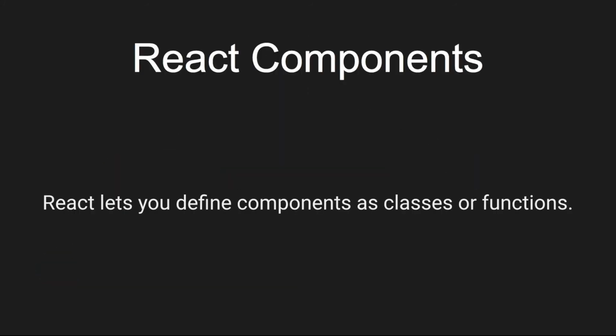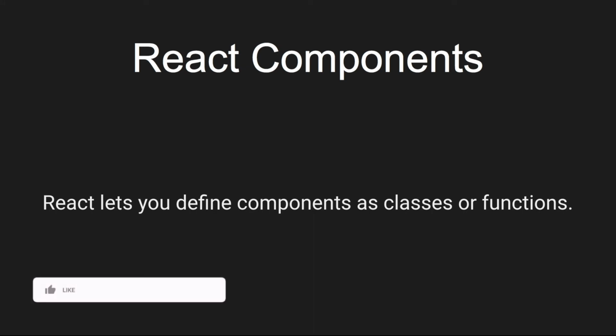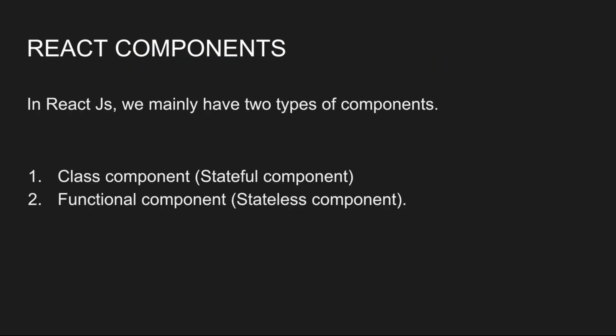So React lets you define components as classes or functions. So we can define our components with the help of classes and functions. On a broader level, we can say that React has two types of components. The first one is the class component, which is also known as a stateful component, and the other one is the functional component, which is also called a stateless component. So these are the broader ways of differentiating components into different types.